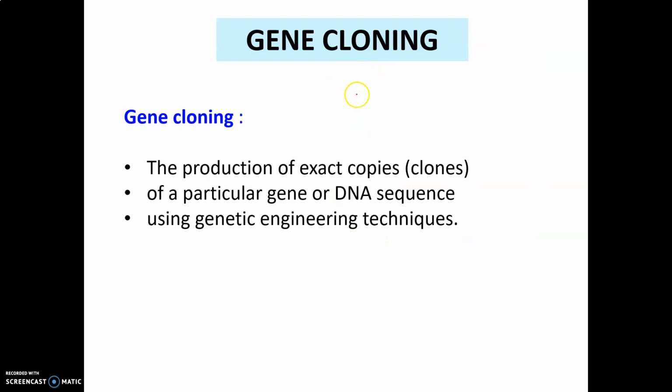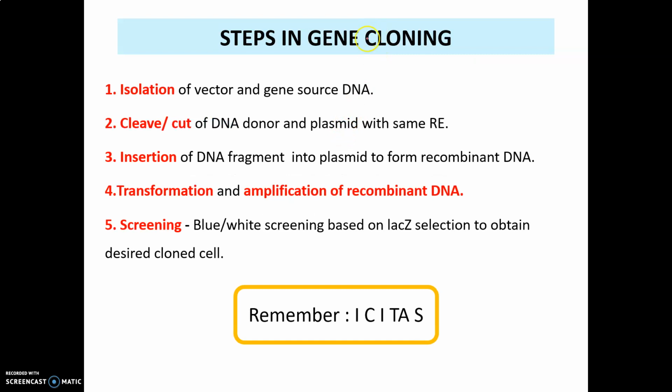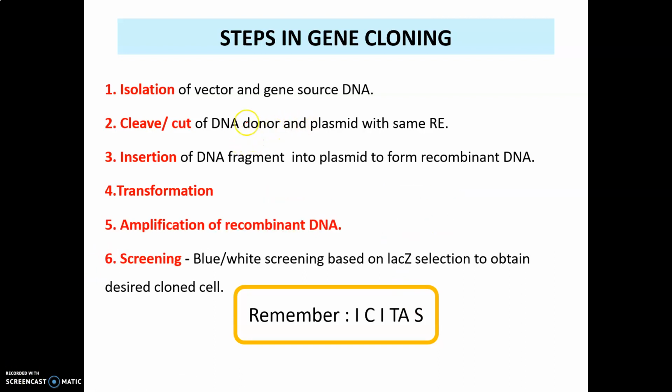And then again, apakah gene cloning? Dia akan produce the exact copies of clones of a particular gene or DNA sequence using genetic engineering techniques. Kita nak cloning kan, kita nak multiply the gene. Dan ada 5 steps in gene cloning, dan awak kena ingat ada 5 step. Okay? Sorry, ada 6. Sekejap saya betulkan. Okay, saya dah betulkan. So ada 6 steps. Awak kena ingat each task.